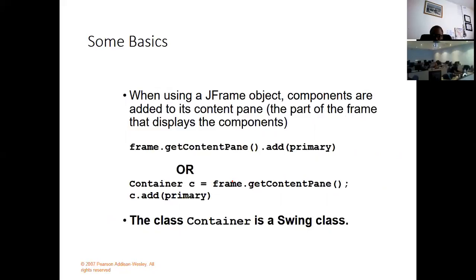When using a JFrame object, components are added to its content pane. I made mention of that using frame.contentPane, where frame is the name of the JFrame, and then you add the panel to it, or you can create a container and then add the content to that, right? Any questions? The container is a Swing class, yes? Any questions? Nope, not yet.